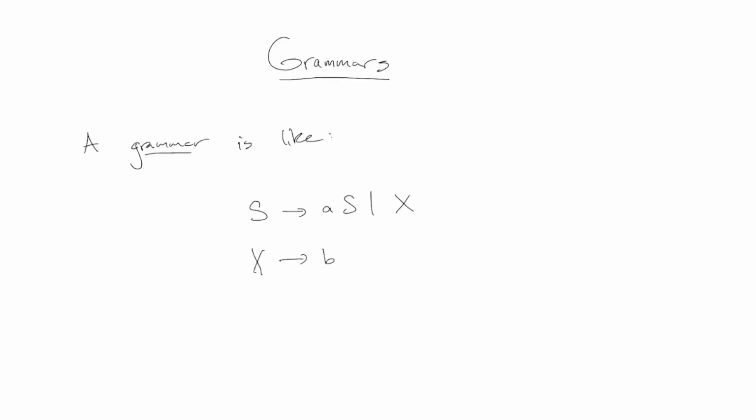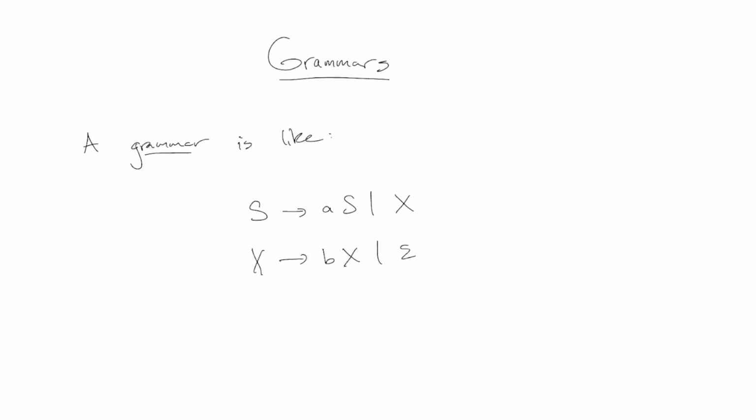I got some examples, of course. Here is a typical example of a grammar, something like this. S goes to AS or X. Remember the vertical bar there means or, and X goes to BX or epsilon. As always, epsilon means the empty string. And the big S is the starting symbol.